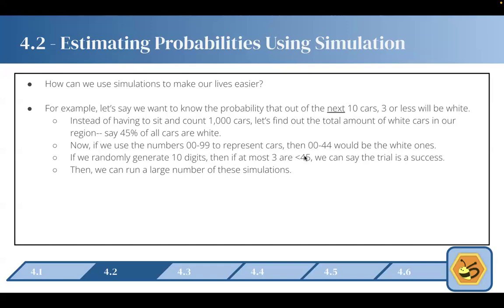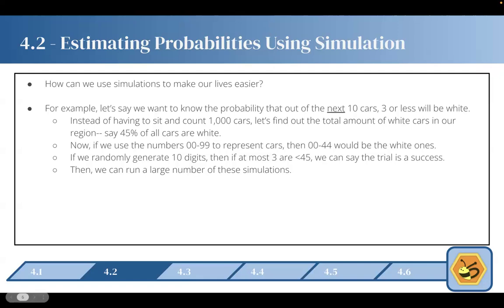So, for example, if we randomly generate the 10 digits, let's see exactly what we want to do here. Say we want to see, out of the next 10 cars, if three or less are going to be white. Well, if we randomly generate this simulation, then if at most three of the numbers are less than 45, the trial is a success. And we can run that for a large number of simulations.